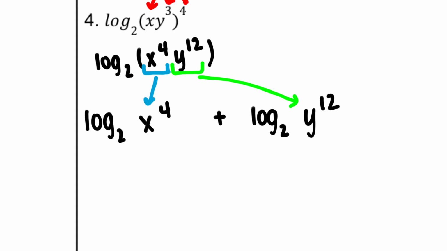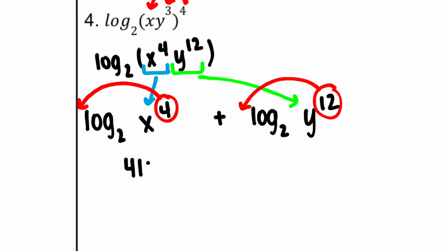Again, we are not done because of these exponents we have, and they both actually have exponents. So what's going to happen is the exponent is going to go in front of the one log that it's touching. When I do that, my first part is now 4 log base 2 of x plus 12 log base 2 of y. And you're done. You don't do anything else with this. There's no solving. There's no finding a final answer because this is your final answer.